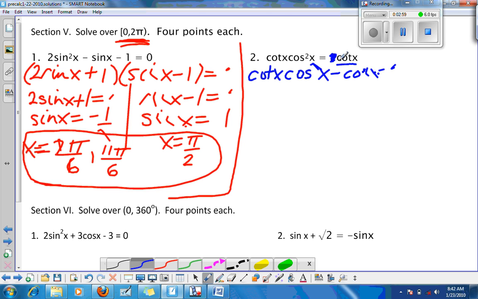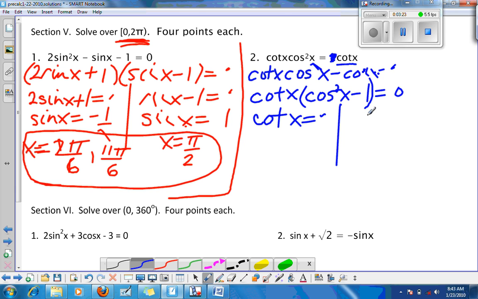Okay. Then I can factor out a cotangent of x. So we've got cotangent x times the quantity cosine squared x minus 1 equals 0. And then it's just like this step here where I set each factor equal to 0. So cotangent of x equals 0. And the cosine squared of x minus 1 equals 0.